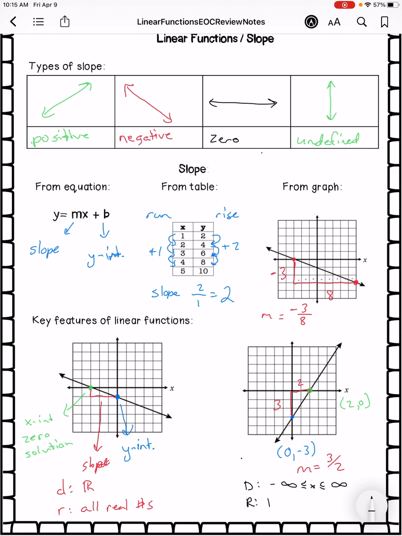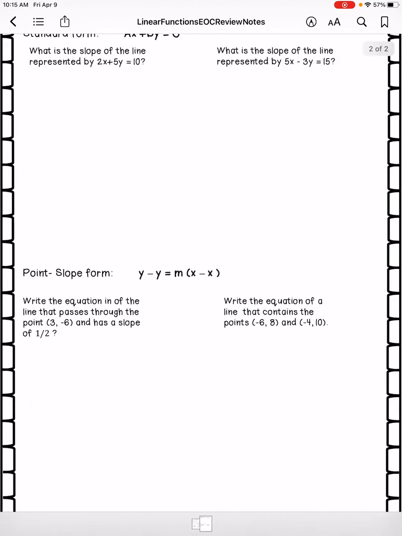And then range, again, would be all real numbers, and it could be that. So those are kind of the different ways you might see that represented. All right, let's look at the next page.